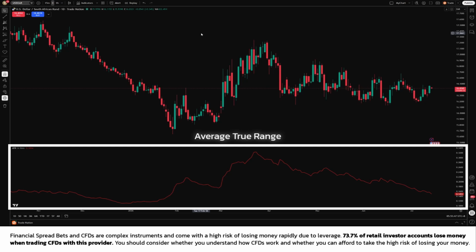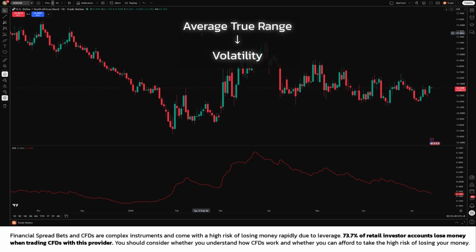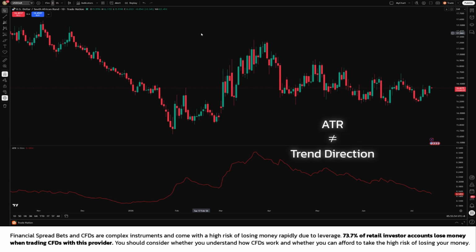Average true range, or ATR, is used to measure volatility. It does not show trend direction, and it does not tell traders whether price should move up or down. Its purpose is to show how much price is moving on average over a selected period. The indicator is based on true range.